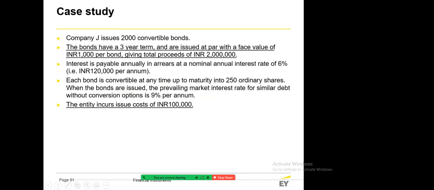Like a case study: company J issues 2000 convertible bonds. The bond has a 3-year term and is issued at par with a face value of 1000, giving proceeds of 20 lakh. Interest is payable annually in arrears at a nominal interest rate of 6%. Each bond is convertible at any time up to maturity into 250 ordinary shares. So there is a fixed criterion that against these bonds we will be getting 250 ordinary shares. That means this is a compound instrument; we have equity and liability both. When the bonds are issued, the prevailing market interest rate for similar debt without the conversion option is 9%. The entity incurs an issue cost of 1 lakh.